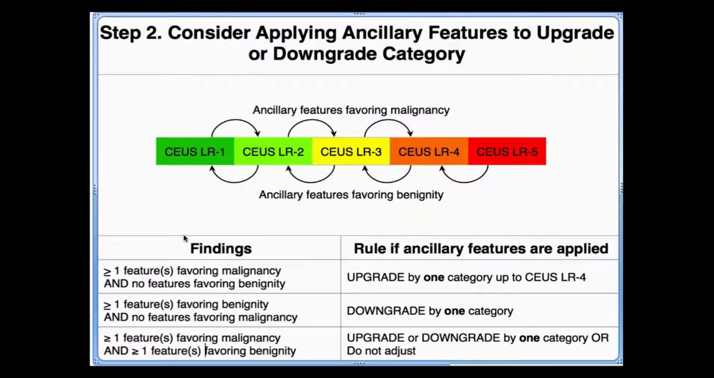And so we can only move by one category. And the important thing to recognize here is that although you can downgrade a LI-RADS 5 to a LI-RADS 4, we're not allowed to upgrade to LI-RADS 5 with ancillary features. We must have all three of the criteria that we've looked at.